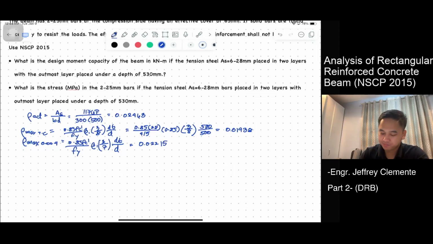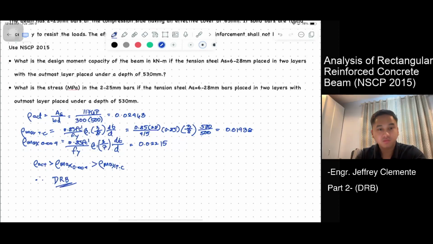Therefore, what can we say? We can say that rho actual natin, or rho, ang rho natin is greater than rho max at 0.004 strain, and also greater than rho max tension controlled. Therefore, this is DRB. Okay? So we should consider it or take this as DRB.